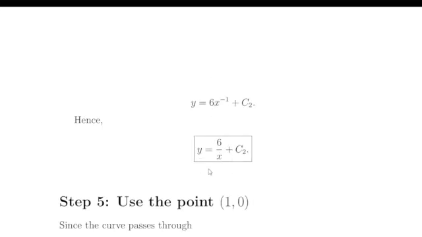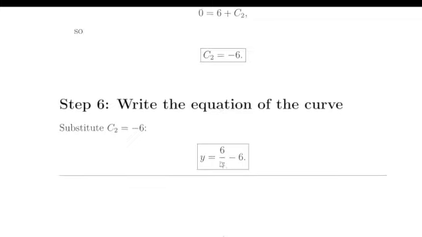So now we use this y, but plug in -6 for the constant, and we get our final answer as y = 6 over x minus 6.